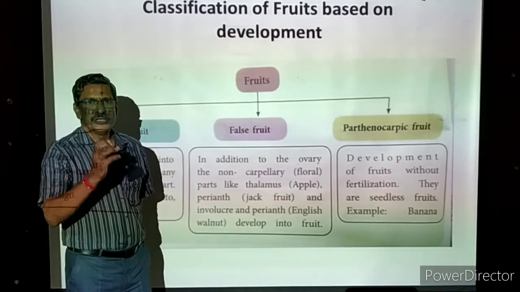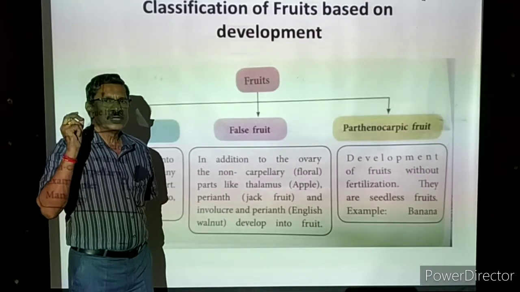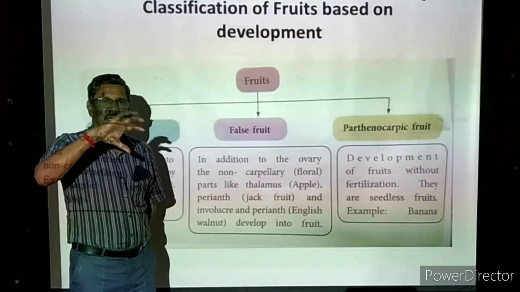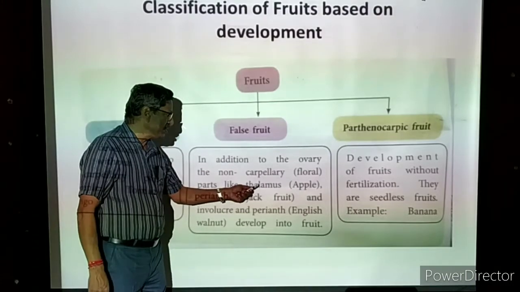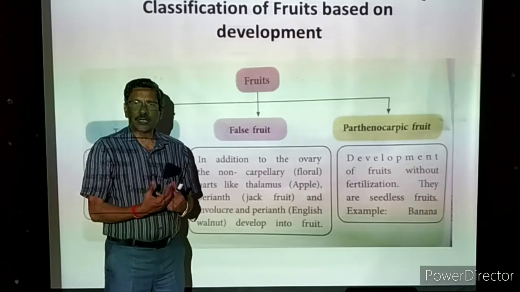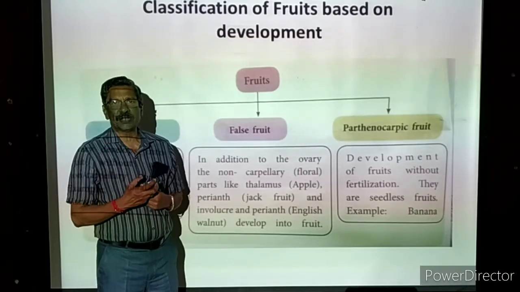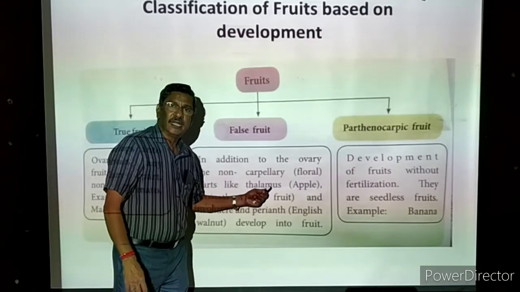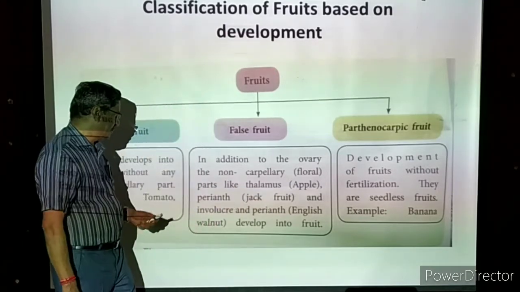The thalamus is the bulging portion of the stalk of the flower, which is called the pedicel. At the tip of the pedicel, a bulging portion is there, that is the thalamus. So the thalamus becomes the edible part. So actually in the apple, the fleshy and tasty part that we are eating is not the wall of the ovary, it is the fleshy thalamus.